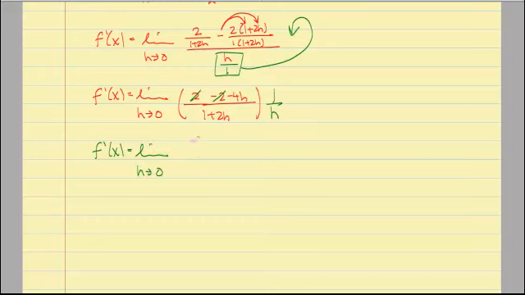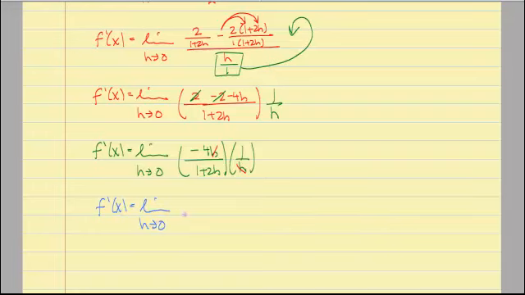The 2 minus 2's cancel, and I'm left with a negative 4h over 1 plus 2h, and of course this is times 1 over h. The h's cancel here. You can never cancel terms, but you can always cancel factors. And I'm left with f prime of x equals the limit as h approaches 0 of negative 4 over 1 plus 2h. And of course, as h goes to 0, 2h goes to 0, and I'm left with negative 4.